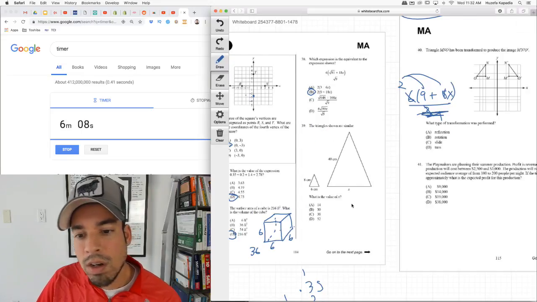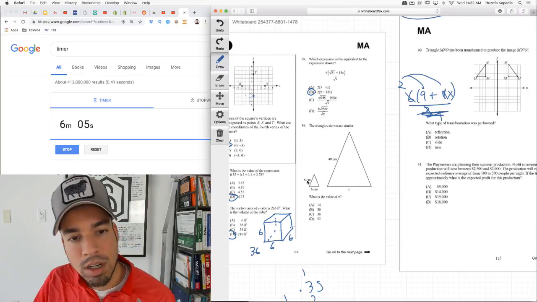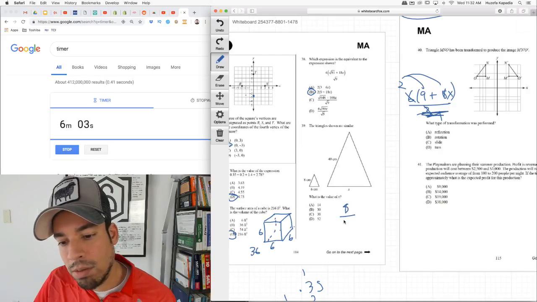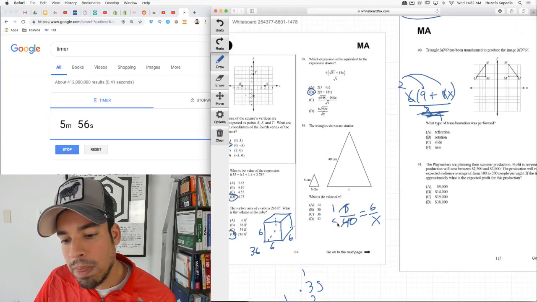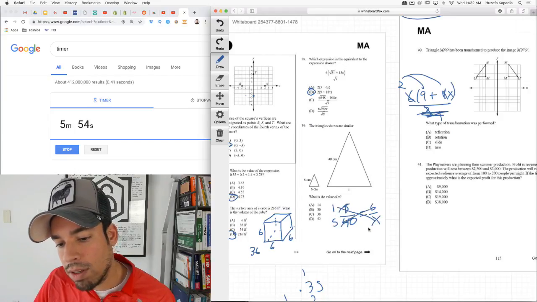All right, the triangles are similar. What is the value of x? Let's set up a proportion straight away. Big to big, 8 to 40, is the same as little to little, 6 to x. I just match it up like that. Let's reduce this to 1 over 5 and then cross multiply. 1 times x is x equals 5 times 6 is 30, and there we go.